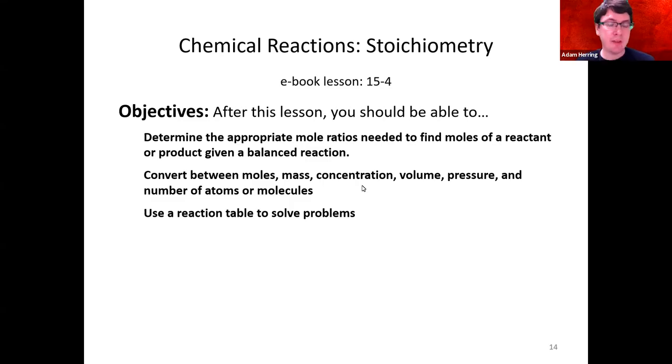Welcome back. In this video, we're going to look at what we call stoichiometry. Stoichiometry uses the molar ratios of chemicals in a reaction in order to determine the amount of reactant needed to make a certain amount of product, or the amount of product that would be produced from a certain amount of reactant. This requires that we're able to convert between moles, mass, concentration, volume, pressure, and number of atoms or molecules. And I'll introduce you to using what we call the table method as a way to help organize your information and solve these types of problems.